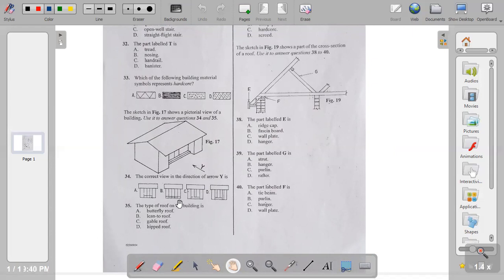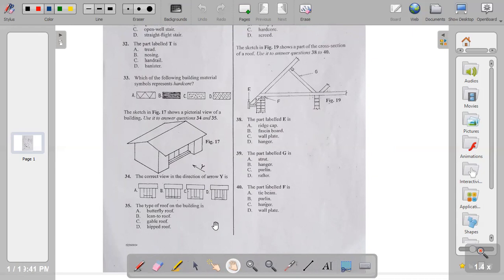B is absolutely wrong. The line is not crossing, it's not getting to this point. C is the correct answer. D is wrong because inside you have just 1, 2, 3. You will not see this part. D is showing that you will see this part, which is wrong. So 34 is C.